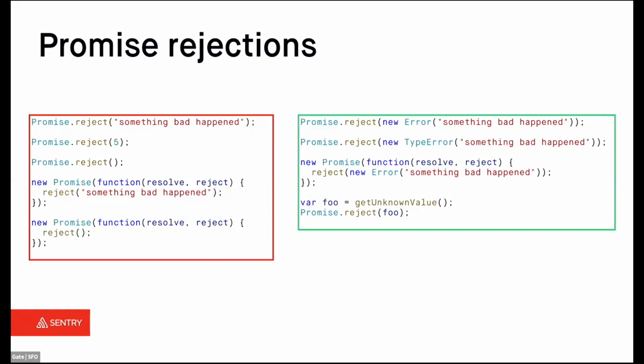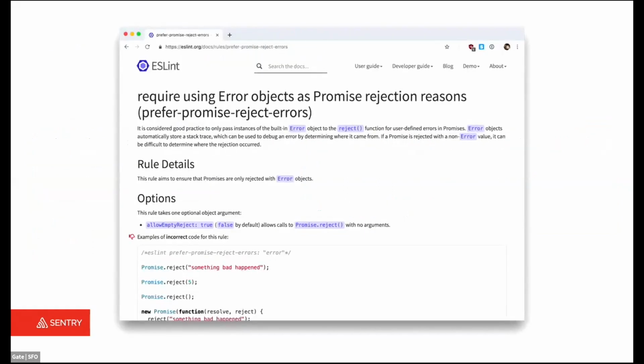These examples are actually from ESLint, because you can set up an ESLint rule that enforces, at least as much as it can figure out, that whenever you're messing around with promises, you should probably pass an error. And if you do that, if you're working with a service like ours, you'll get a lot more value out of those error reports.